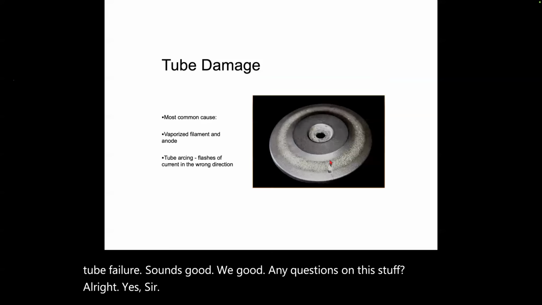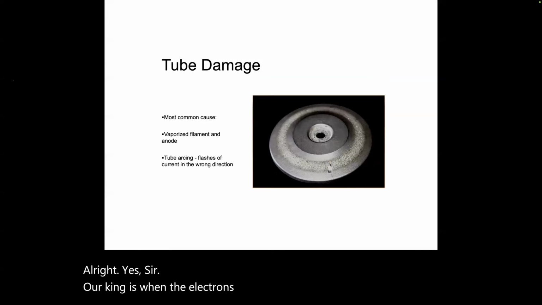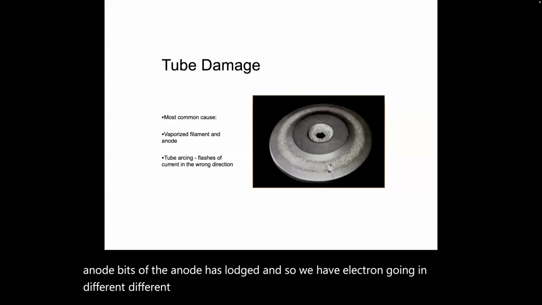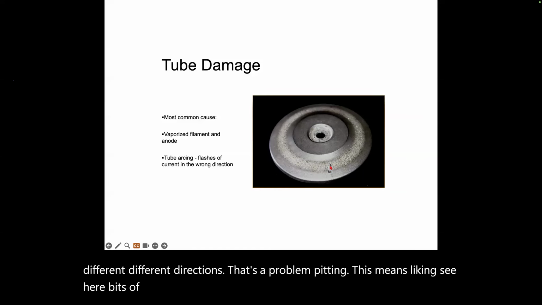Arcing is when the electrons are attracted to other parts of the tube where bits of the anode have lodged. And so we have electrons going in different directions. That's a problem. Pitting just means, like you can see here, bits of the anode have been peeled away.